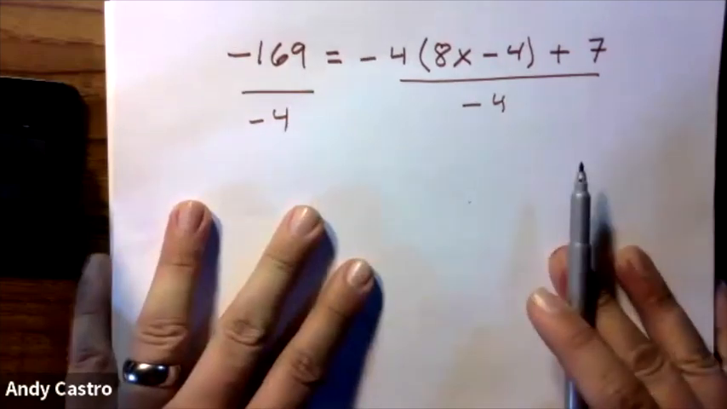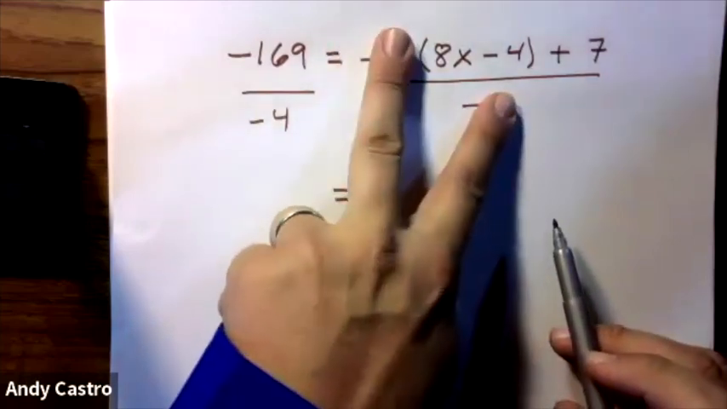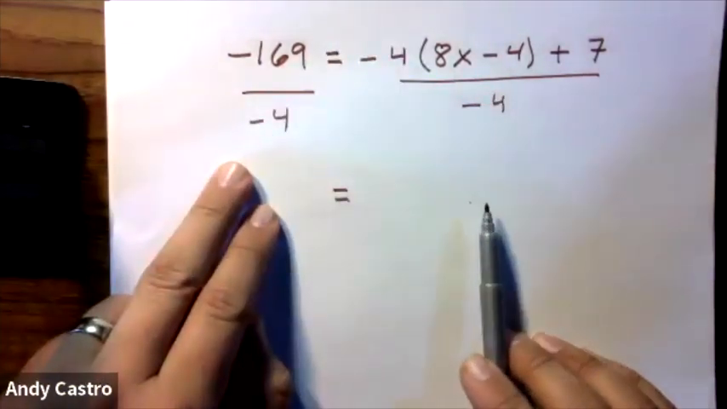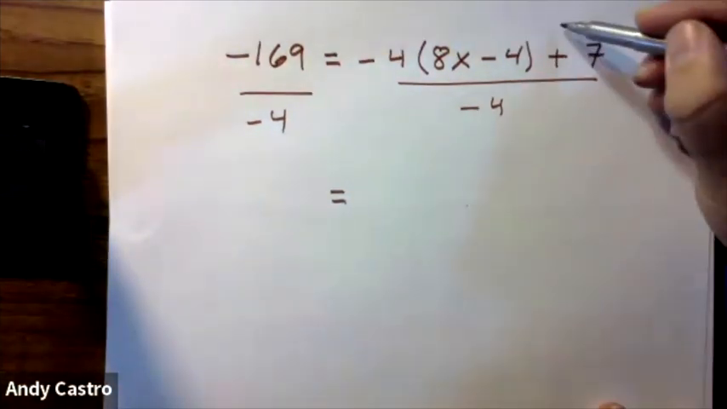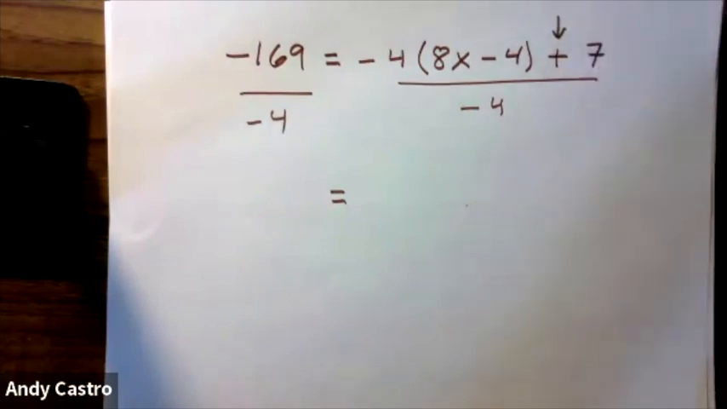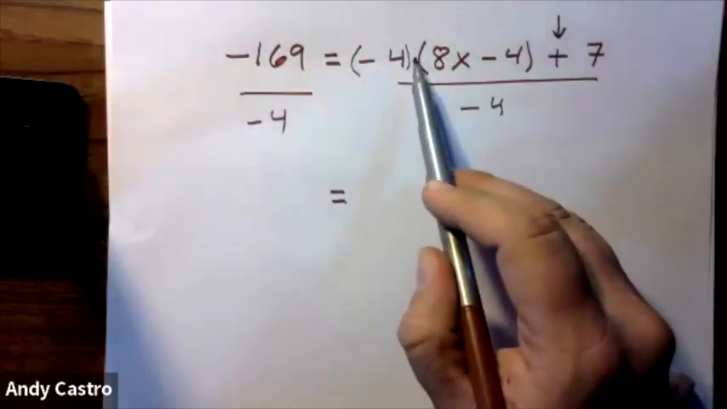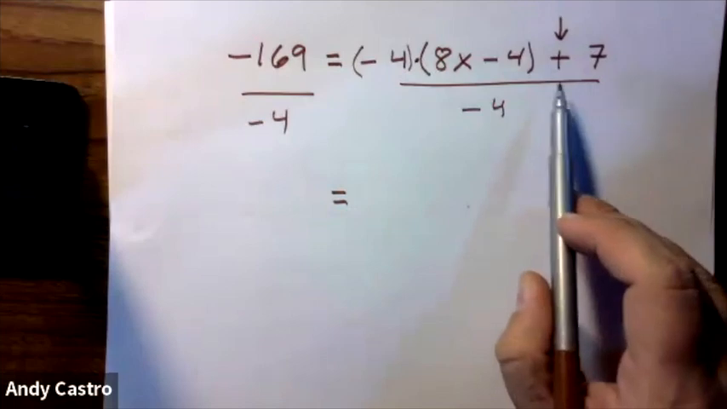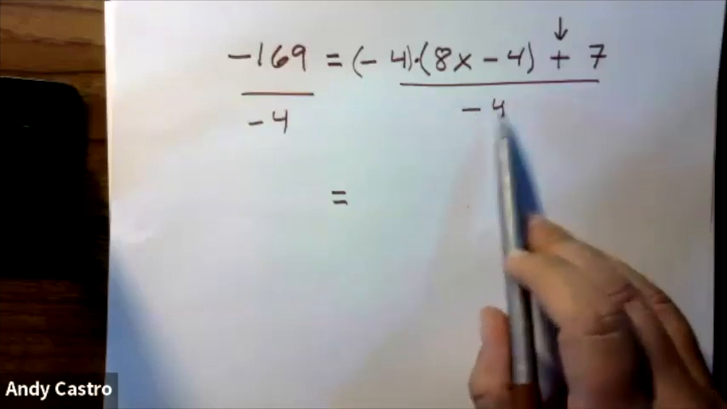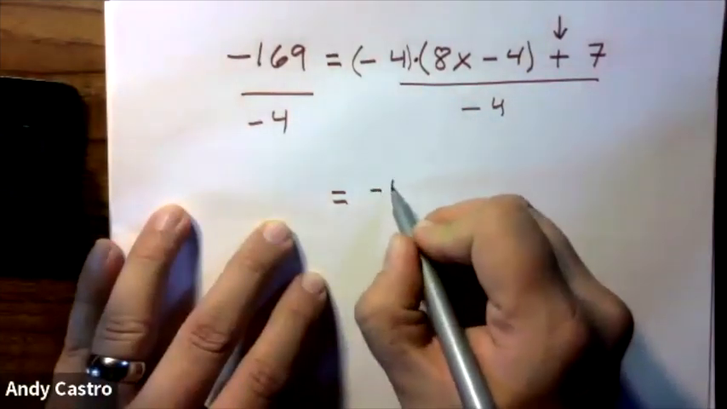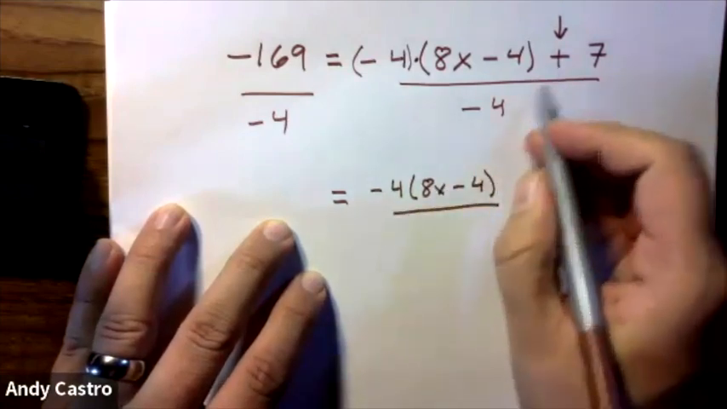Now, what I see a lot of students do is their very next problem, they say, oh, we've eliminated the 4 here, so I'm just left with 8x minus 4 plus 7. That is incorrect. Notice this plus sign here, okay? Notice that this negative 4 is only being multiplied by this quantity. It is not being multiplied by this plus 7. So when I divide this whole thing by negative 4, that's the same thing as splitting this up.